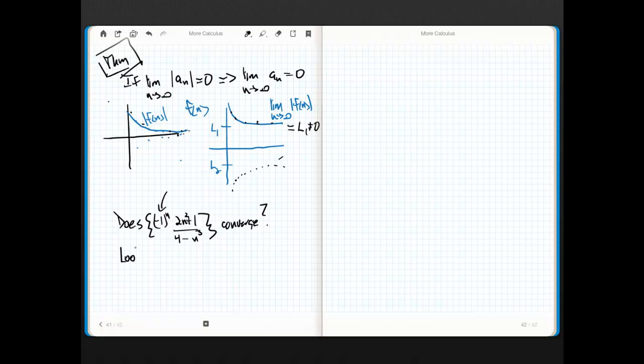So let's look at the absolute value of (-1) to the n times 2n squared plus 1 over 4 minus n cubed. What happens? Well, that's just 2n squared plus 1 over 4 minus n cubed. You agree with that? It just gets rid of this negative thing, right? Now that implies, follow me up this way, would you?